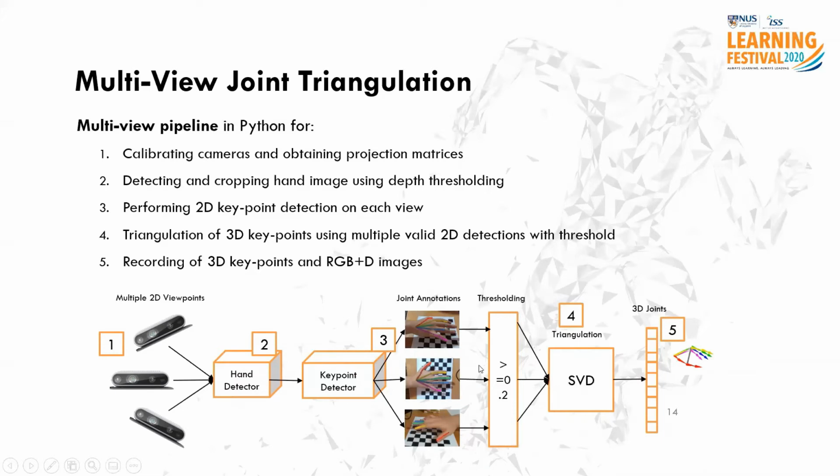After that, these 2D coordinates are filtered by their confidence scores, which range between 0 to 1, where 1 is the most confident score, according to a set threshold such as 0.2, and then they are triangulated using the singular value decomposition method, or SVD, in order to obtain the final key points and save for use as data.